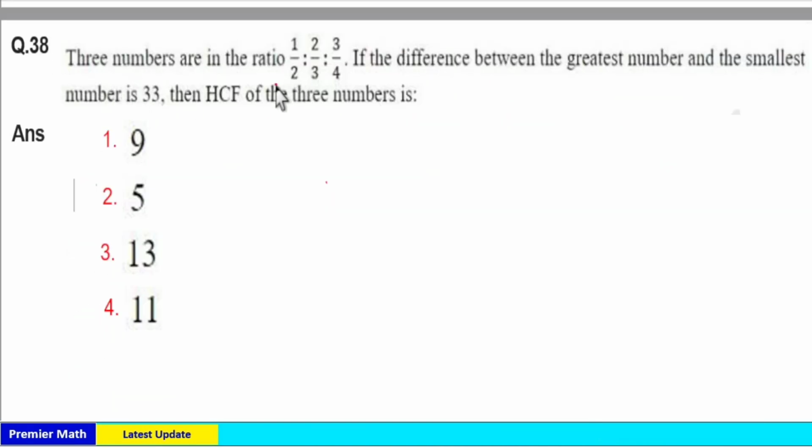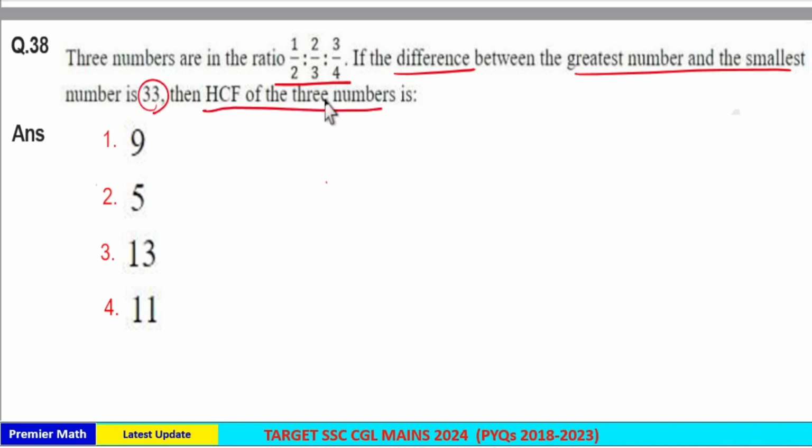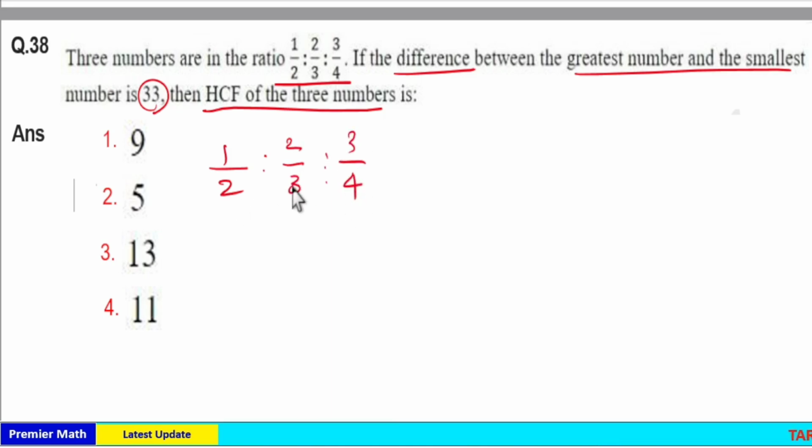Three numbers are in the ratio 1 by 2 is to 2 by 3 is to 3 by 4. If the difference between greatest number and smallest number is 33, then HCF of three numbers is? Here the ratio of three numbers is 1 by 2 is to 2 by 3 is to 3 by 4. Now take the LCM of 2, 3 and 4, which is 12. So multiply each ratio with 12.